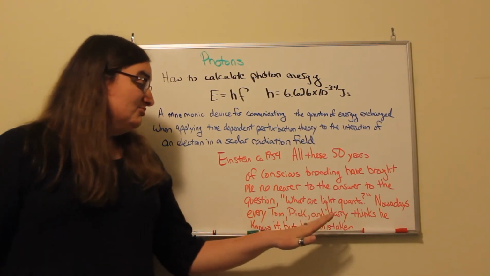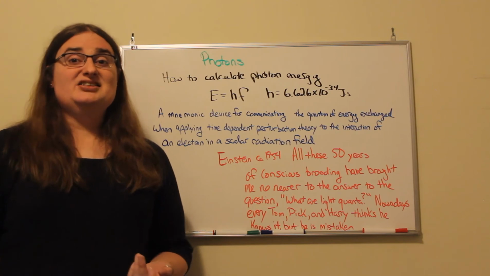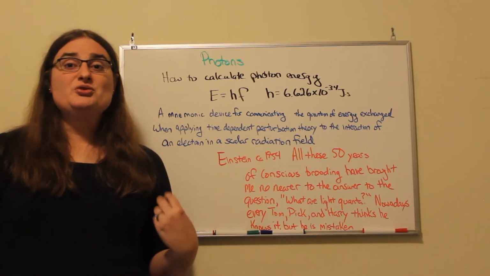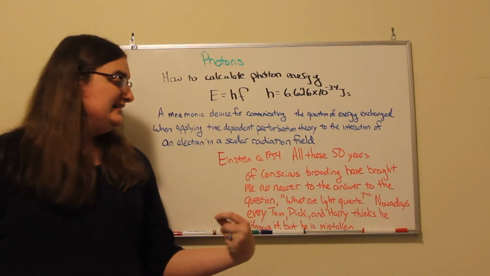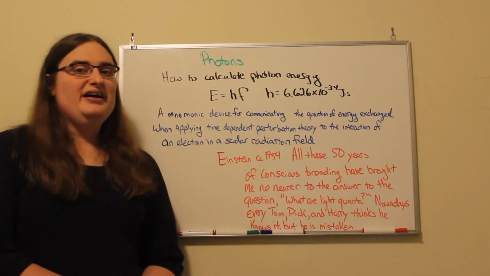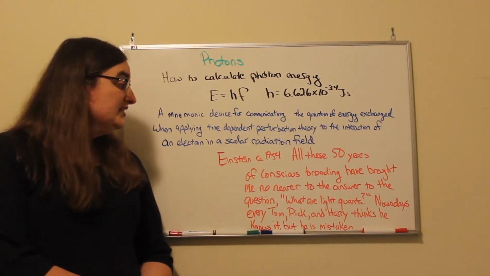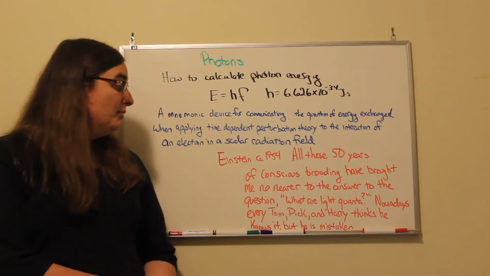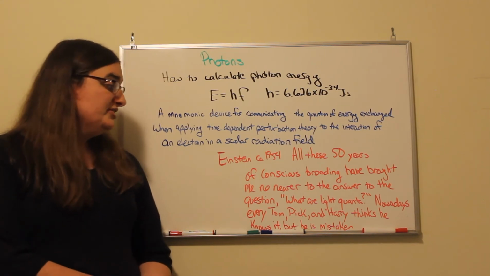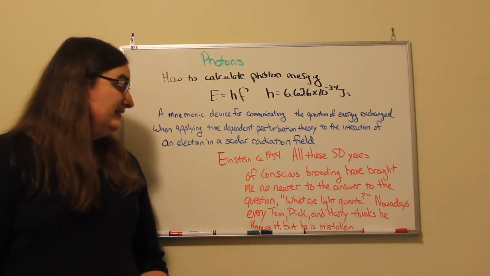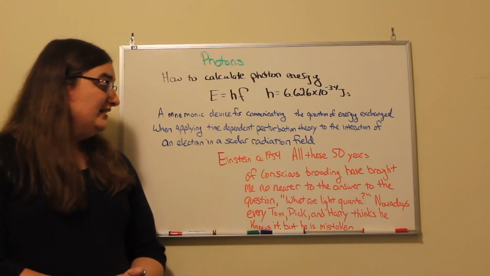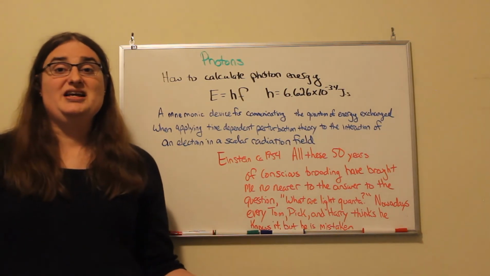So, just to sum up Einstein's thoughts on the photon, even though he's the person who came up with the concept and the idea, towards the end of his life, he's quoted as saying, "All these 50 years of conscious brooding have brought me no nearer to the answer to the question, what are light quanta? Nowadays, every Tom, Dick, and Harry thinks he knows it, but he is mistaken."